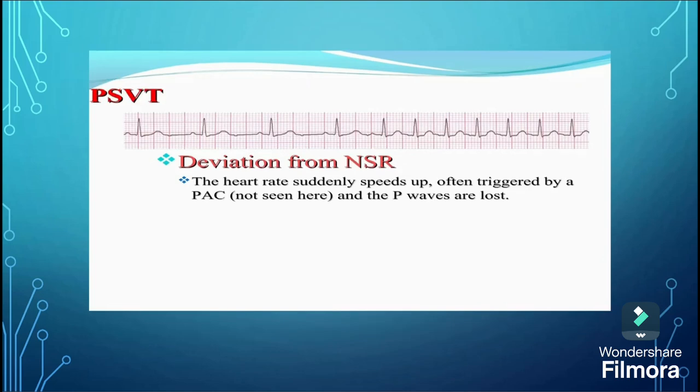Deviation from normal sinus rhythm, the heart rate suddenly speeds up. See here, initially the rate is slow and suddenly it speeds up, often triggered by a PAC which is not seen here, and the P waves are lost. So suddenly the activity of the heart is speeded up here.